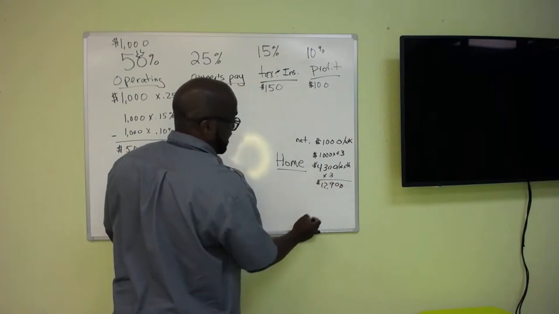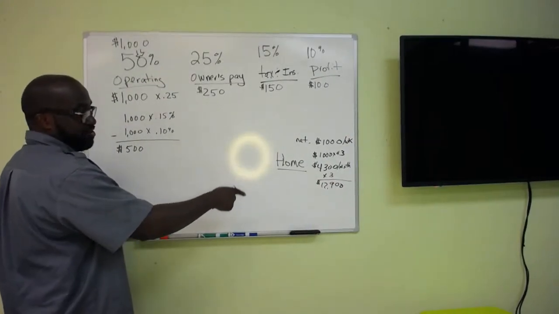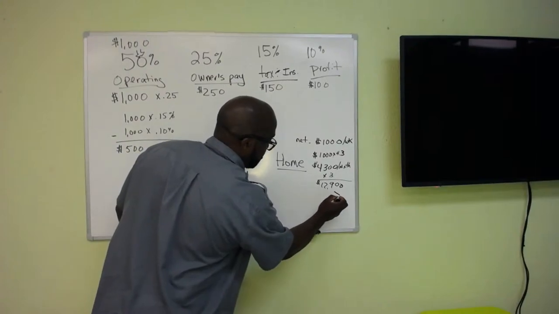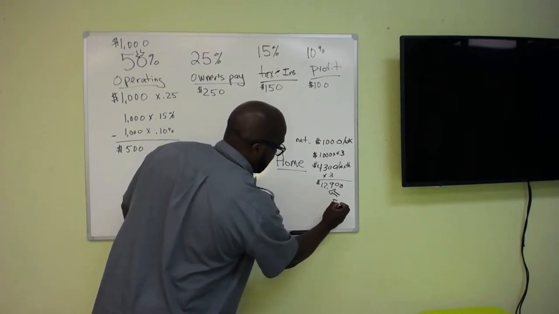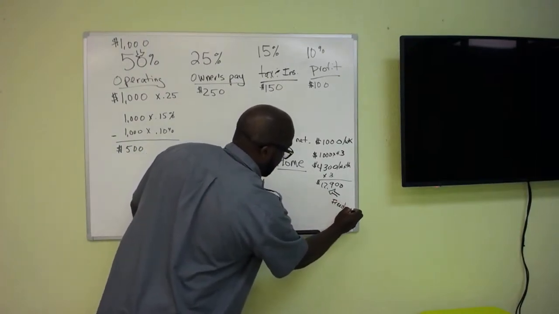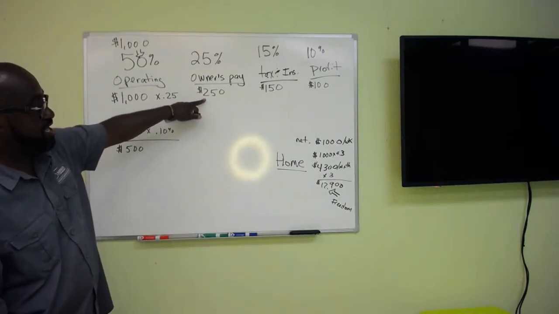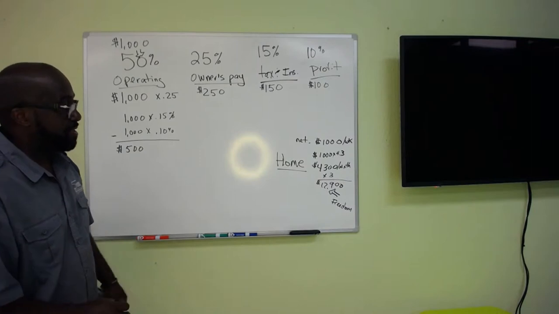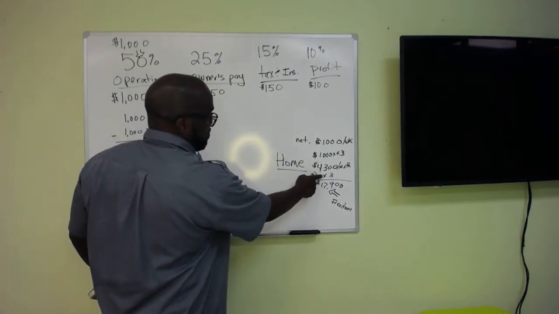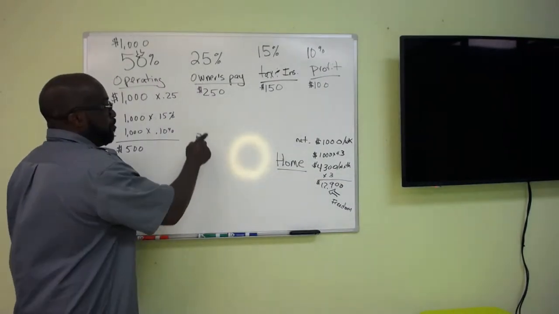All right, that's right there. That's your freedom score. That's the freedom amount you need to have. We're going to say freedom. That's how much money you need to accumulate into this account right here before you quit your job. And what this does, it gives you 3 months of living expenses before you quit.